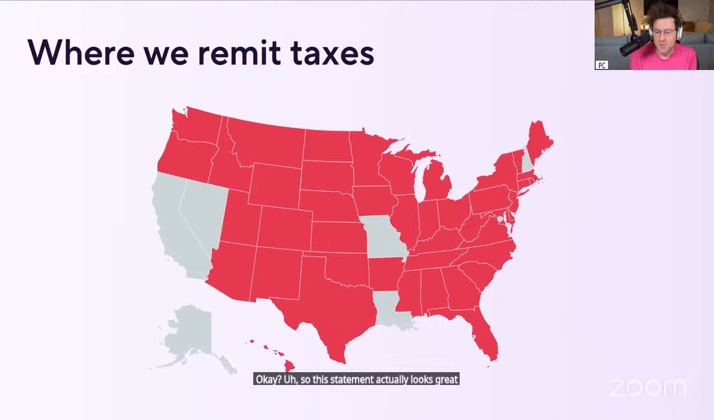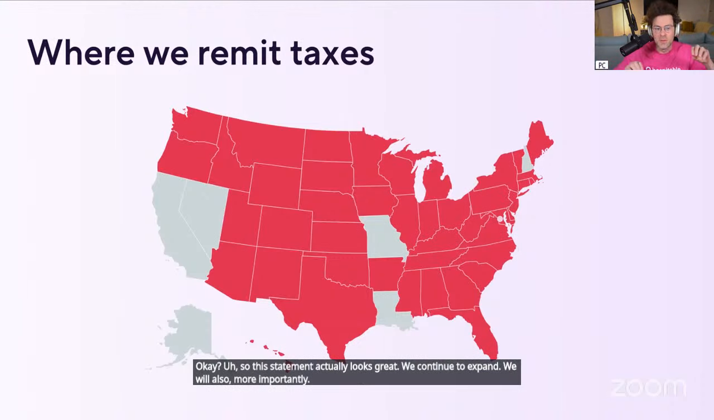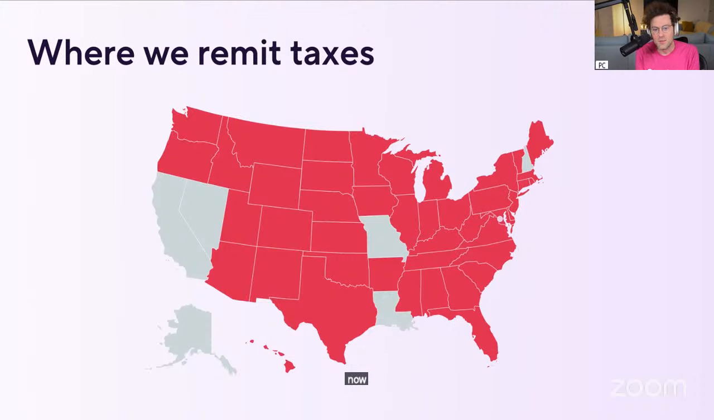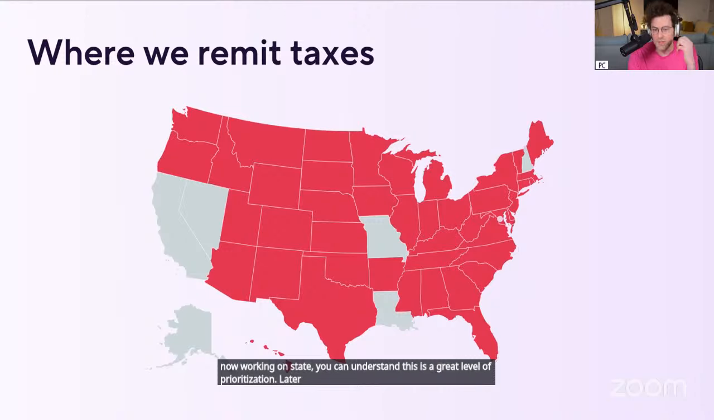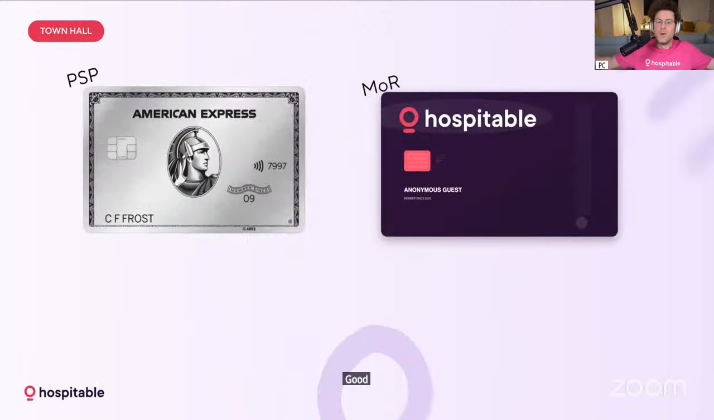We'll continue to expand. We will also, more importantly, go deeper, which means going into local jurisdictions and covering more and more of those retained taxes. Working on state, you can understand, is a great level of prioritization. Later, we're moving literally to any sewage authority in your neighborhood that wants to charge $1 per reservation. Good. So it's very hard to pitch a merchant of record.